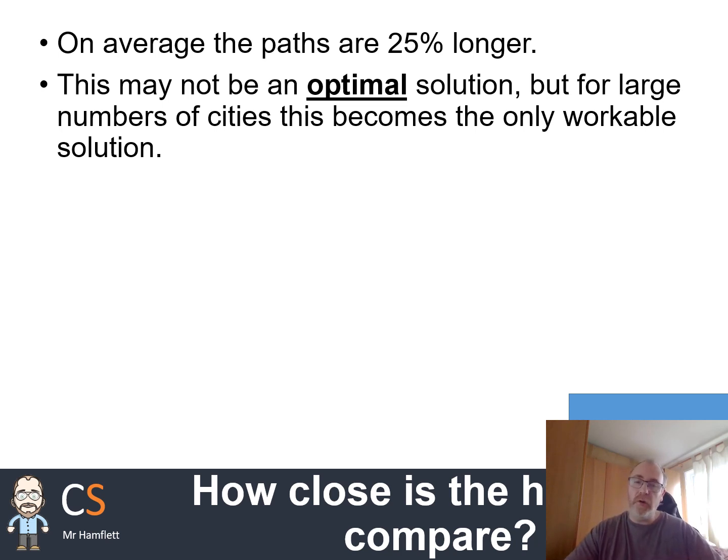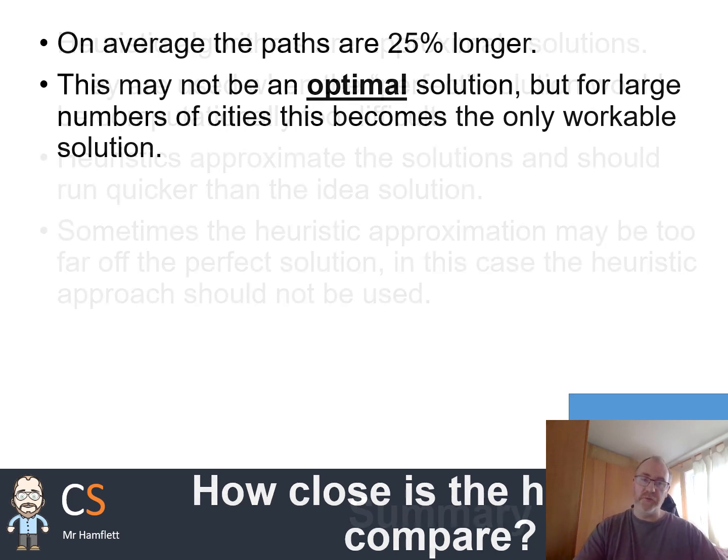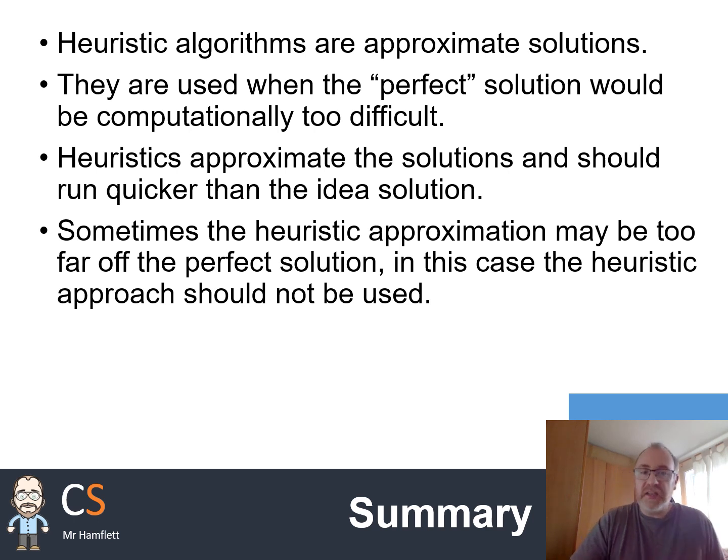How the solution works for the heuristic, if you are interested, just Google it, you'll find it. It's a little complicated, but I'm sure you guys are clever and can work it out. To summarize, heuristic algorithms are approximate solutions. They're not perfect solutions, they are approximations. They are best fit. They're used when the perfect solution would be too computationally difficult to work out, it will take too long, or we just can't actually get a perfect solution, for example, like voice recognition. Heuristic approximations are much quicker than the ideal solution, so they should run in a reasonable amount of time, and that time should be a lot shorter than the actual perfect solution.